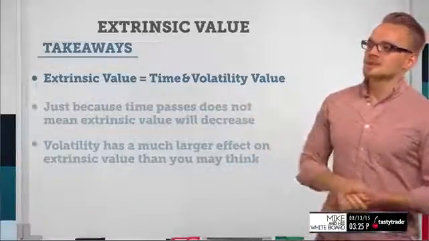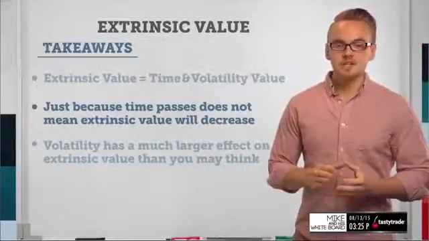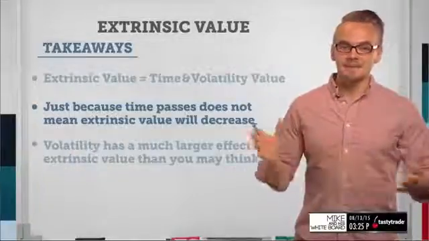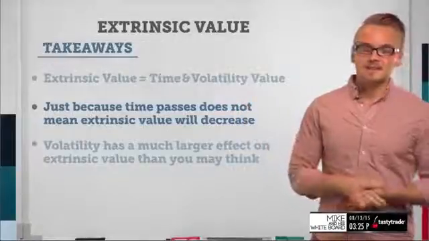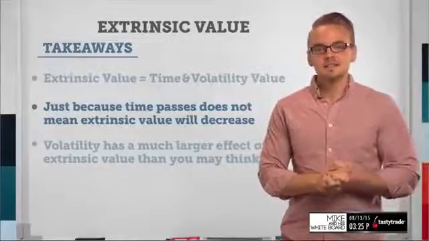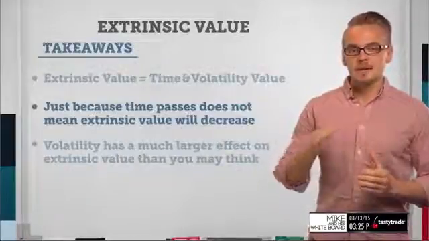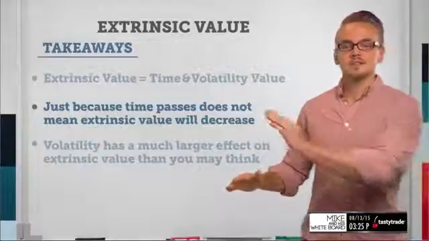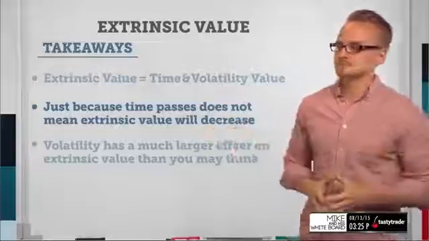The second one, just because time passes does not mean extrinsic value will decrease. This is a huge brain buster for me that I basically went away with, but when you're looking at extrinsic value, just because time passes doesn't mean the option premium is going to decrease. So again, if time is passing, which you would think would decay the option premium, but implied volatility is increasing at the same rate, your option premium theoretically should remain the same.